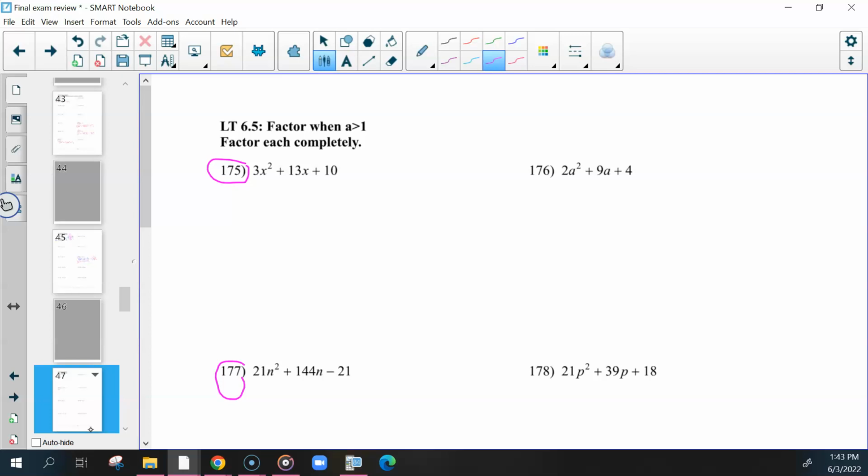So for this first one, we would need to first see if there's a GCF. If there's not, I can't divide 3 or 13 or 10 by any of these numbers. So we are then going to multiply 3 and 10 to get 30. And we're looking for two numbers that multiply to be 30, but add to be 13. We think about our factors of 30. We have 1 and 30, 2 and 15, 3 and 10. If I add 3 and 10, that will work.